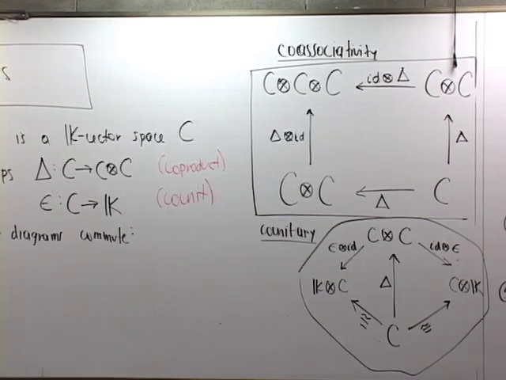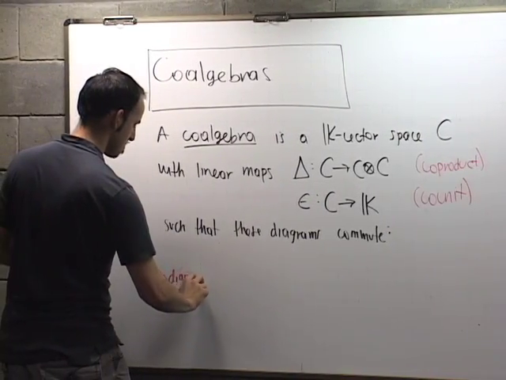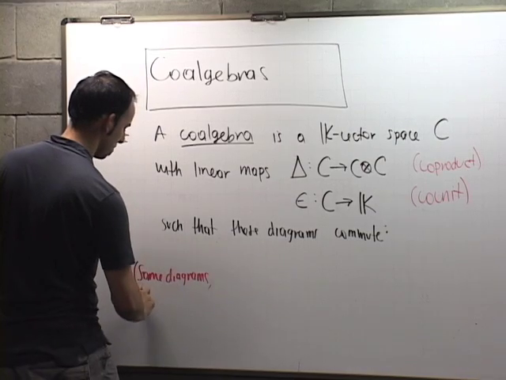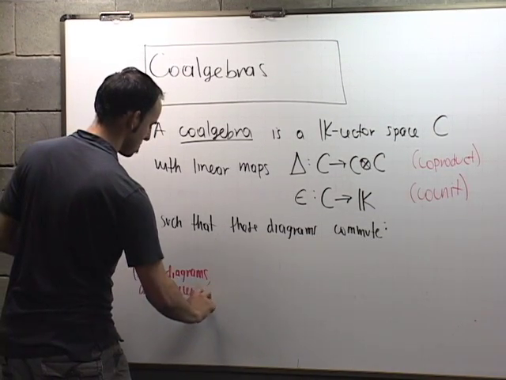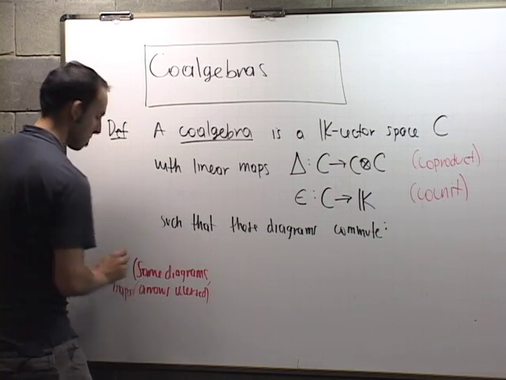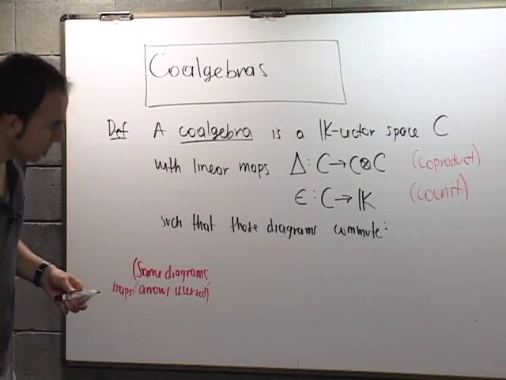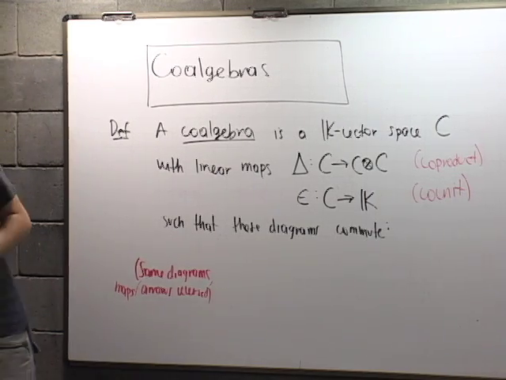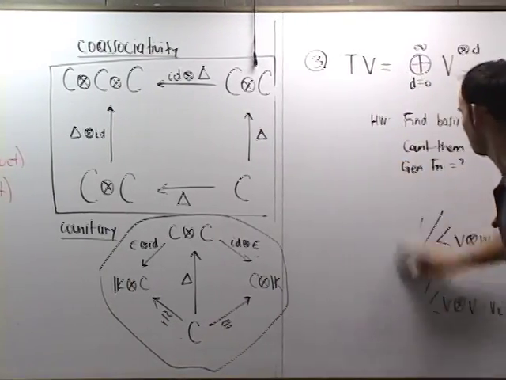Okay? So it's same diagrams as before, but the arrows are reversed. And the maps are also reversed. Okay? So do you guys have any questions about this definition before we do some examples?